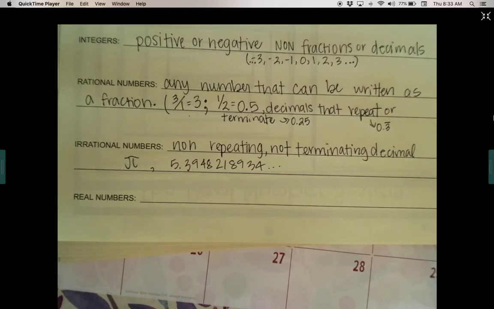Questions about irrational numbers? Think of them like they're irrational. They're just going to keep going no matter what. Nothing? Good, I guess. Okay.